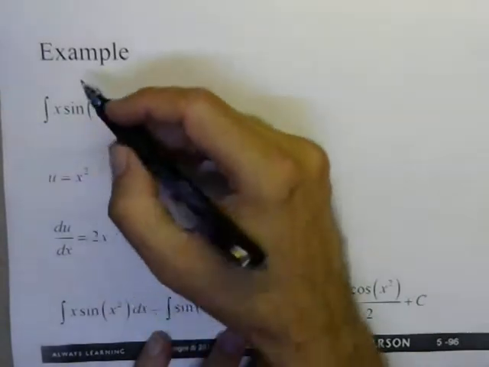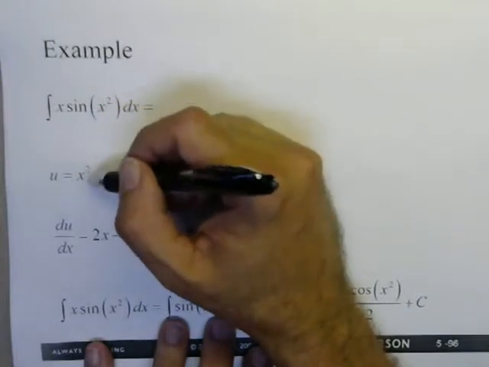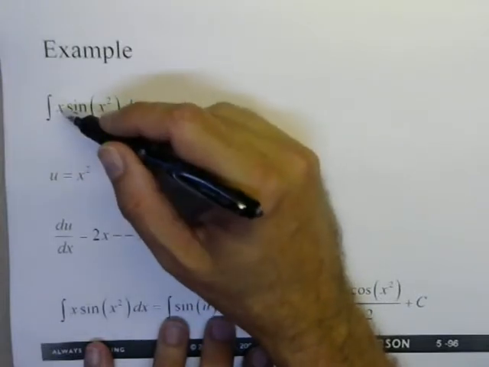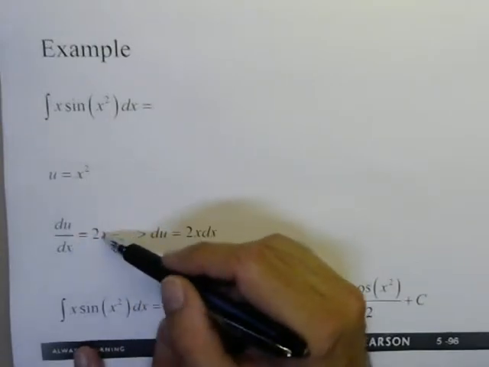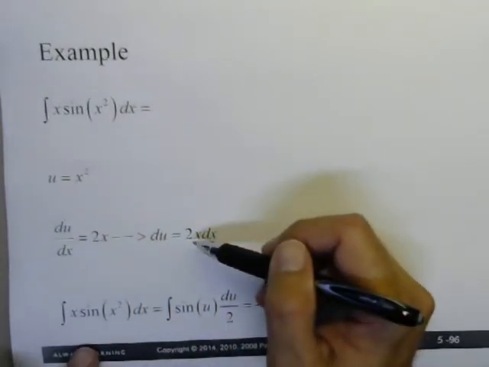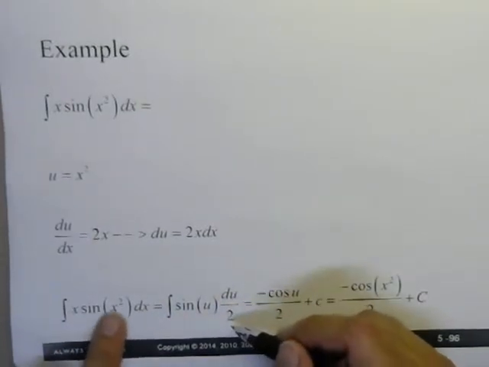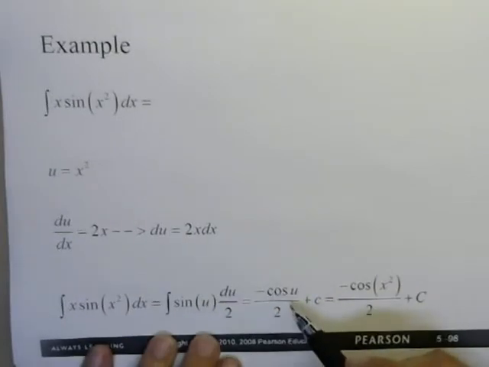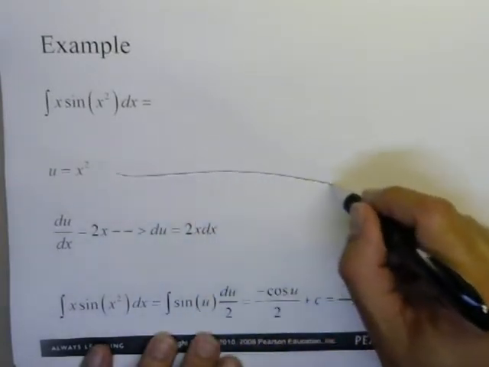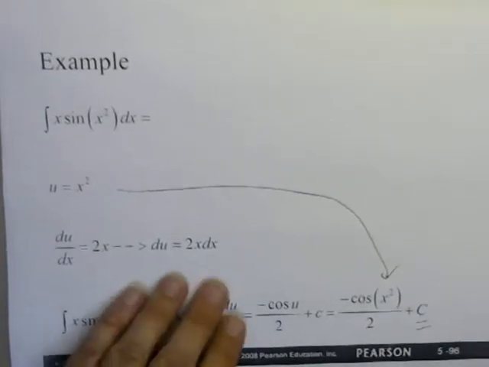Here's another example. For this one, again, it's kind of hard to tell, but we're just going to do u equals x squared, because the derivative of that is just x. Taking the derivative, we get du/dx is 2x. So replace the x dx with du over 2, and replace the x squared with u. The antiderivative of sine is negative cosine. Again, just don't forget to replace that when you're done, and also don't forget your constant.